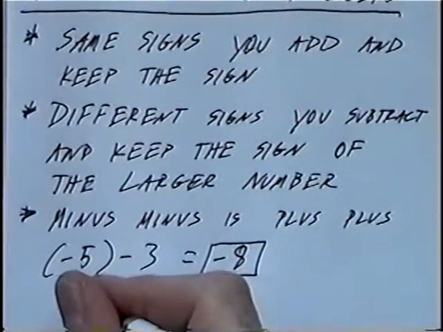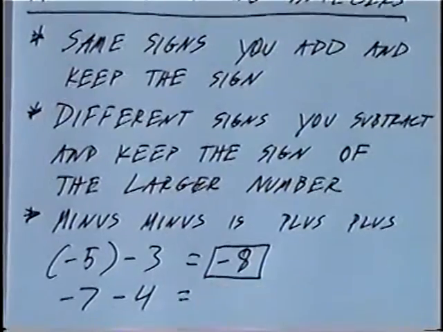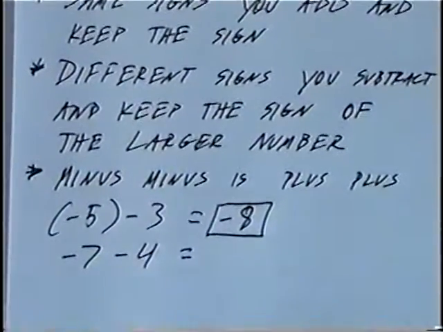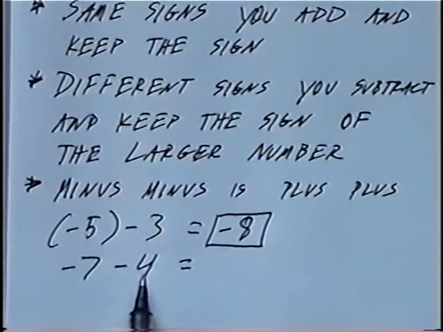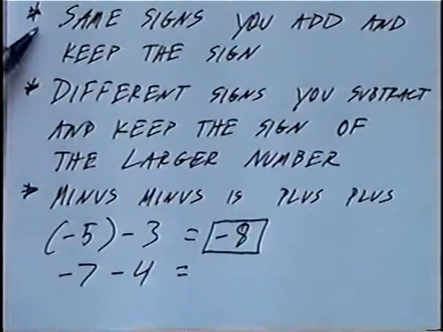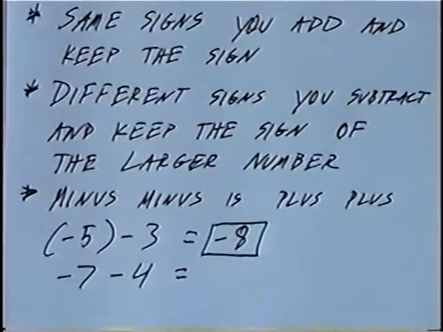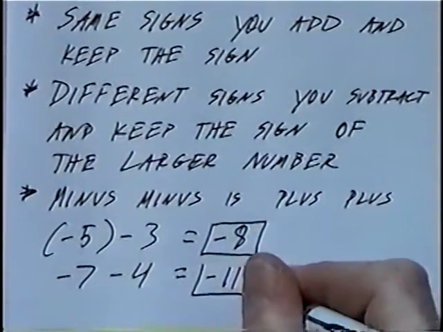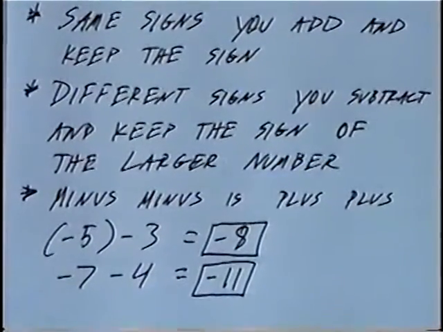Second question. Negative 7 minus 4. Again, looking at these numbers, the 7 we'll think is negative, the 4 we'll think of as negative. So both numbers are negative in front. So again, if we have the same sign, we'll add and keep the sign. 7 plus 4 would be 11, and we'll keep the negative on there. So negative 7 minus 4 would be negative 11.